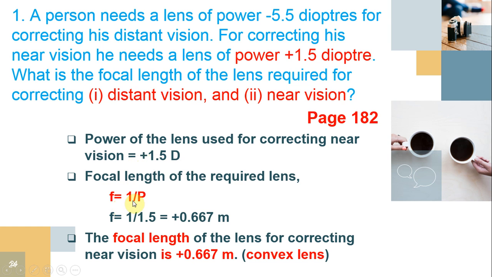F is equal to 1 by power of a lens. Now substituting the value of P, F is equal to 1 by 1.5, which is equal to plus 0.667 meter. The focal length of the lens for correcting the near vision is plus 0.667 meter. Here plus indicates the lens is convex lens.